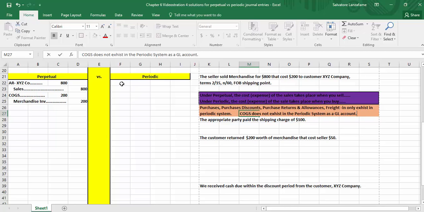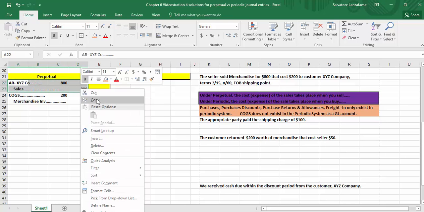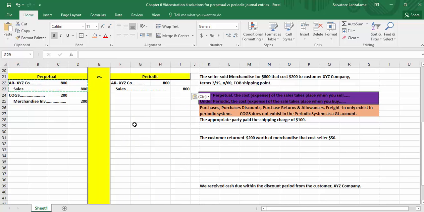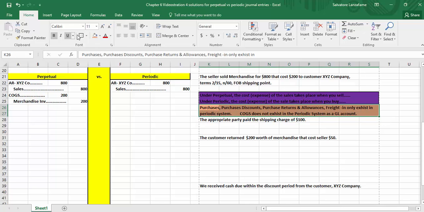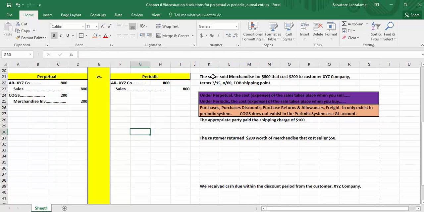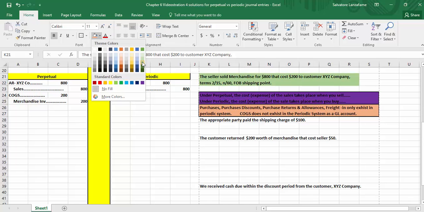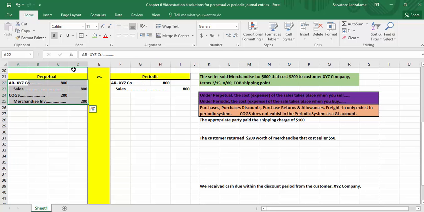So under periodic, when it's time to record the sale, the only thing that gets recorded is the first part of that two-part entry. So that's what your answer looks like under periodic. You can't debit cost of goods sold because cost of goods sold does not exist as a GL account under periodic. Okay, so interesting information there without a doubt, because that totally can make or break your understanding of this material. So let me just highlight these in green just to remind you of our answers.